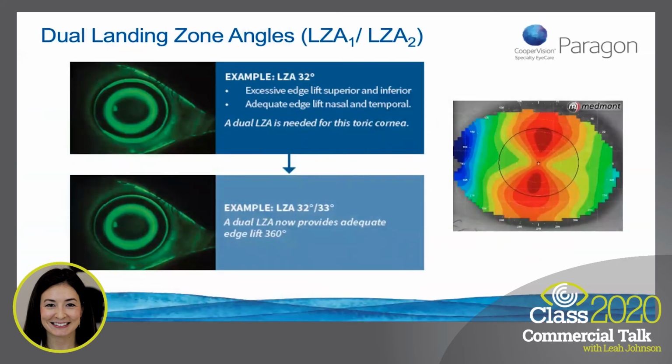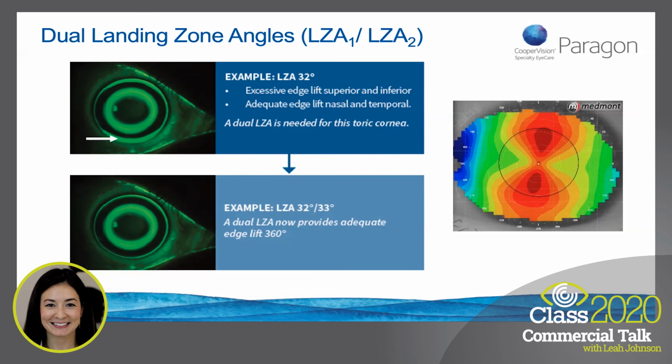When a patient's peripheral cornea exhibits toricity upon fluorescein evaluation, a dual-axis landing zone angle is also recommended to provide a uniform landing zone. Typically, patients with more limbal-to-limbal toricity, such as displayed on this topography, will need a dual landing zone angle. And you can create dual LZAs with 1 to 2 degrees of difference. For example, do you see how the arrow here points to a thicker edge lift in the vertical meridian in both the 6 and 12 o'clock than the horizontal meridian?